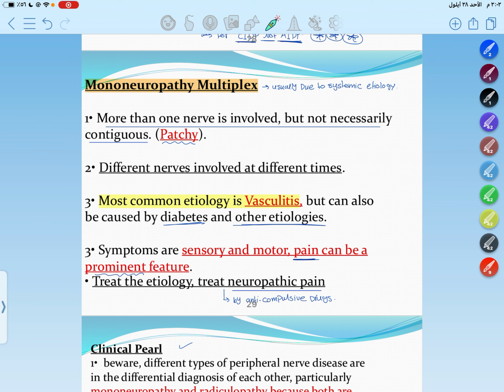The symptoms are sensory and motor, and the neuropathic pain is very, very severe. The treatment is to treat the etiology and treat the neuropathic pain.